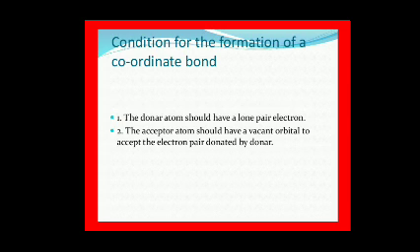Conditions for the formation of a coordinate covalent bond. First, the donor atom should have a lone pair of electrons. Second, the acceptor atom should have a vacant orbital to accept the electron pair donated by the donor.